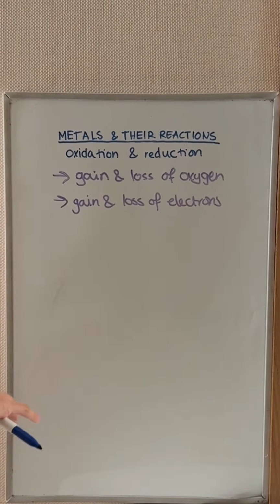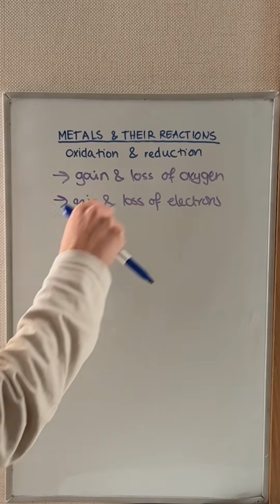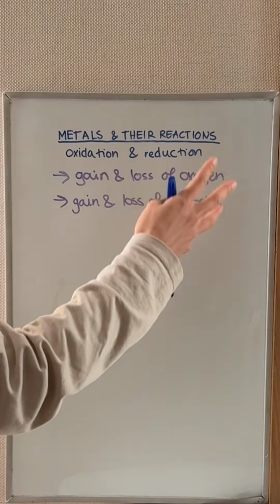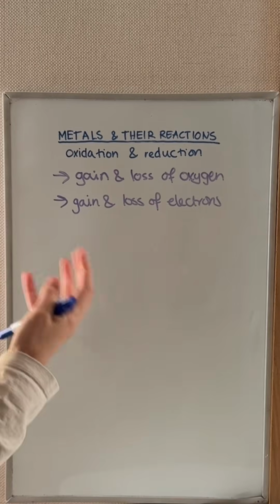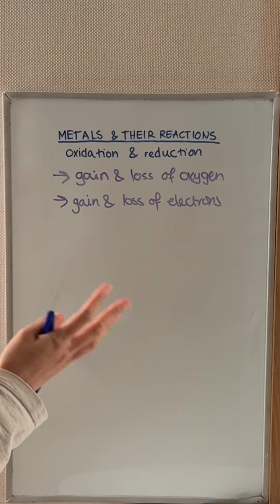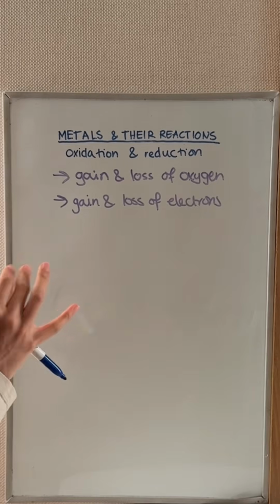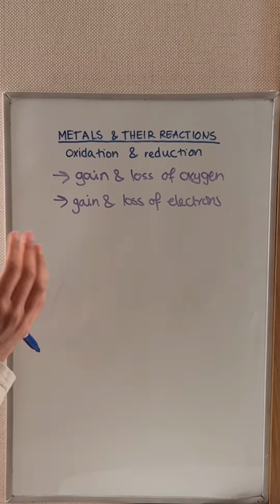So in the previous video, we had a look at the terms oxidation and reduction in terms of gain and loss of oxygen. However, in a reaction, there is not always going to be oxygen present. Then how can we define whether oxidation or reduction has taken place?